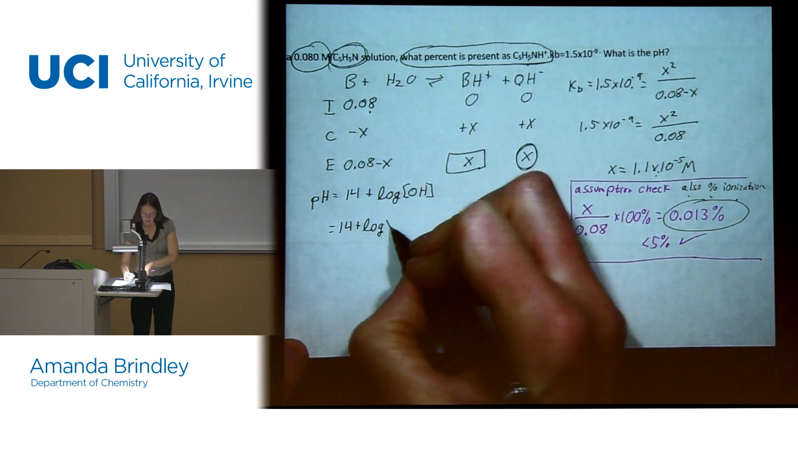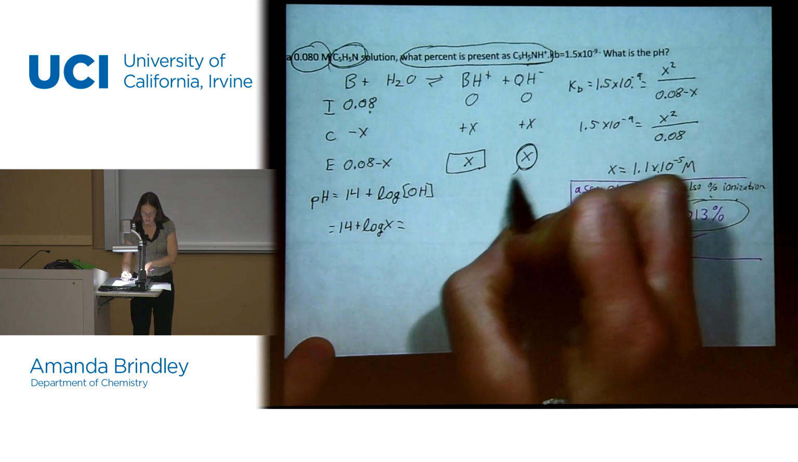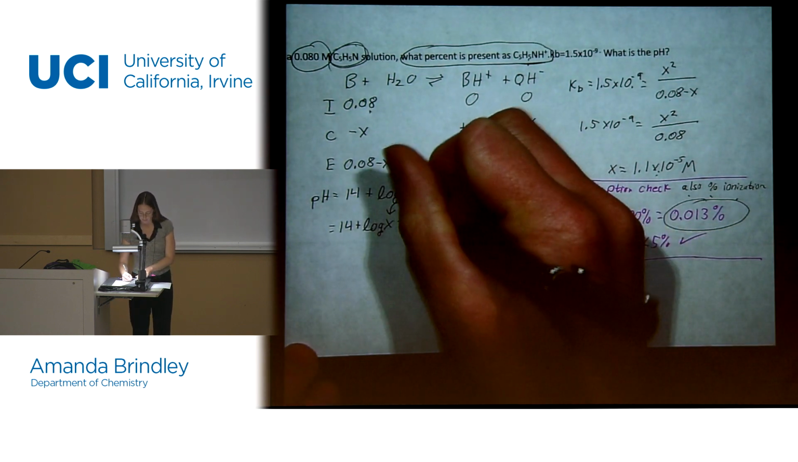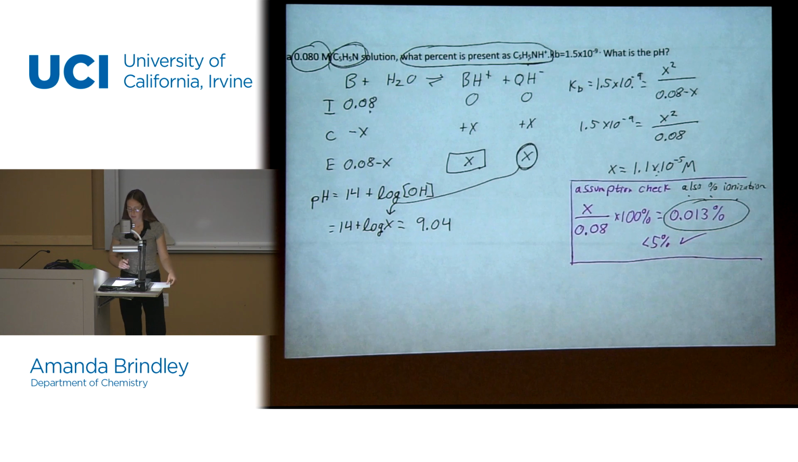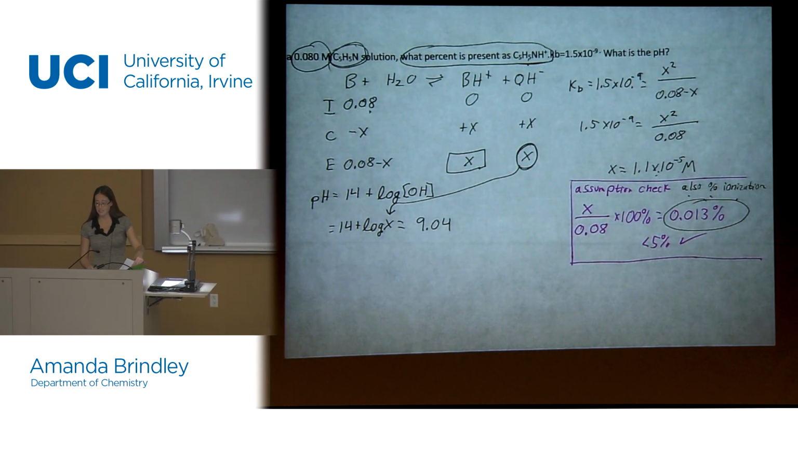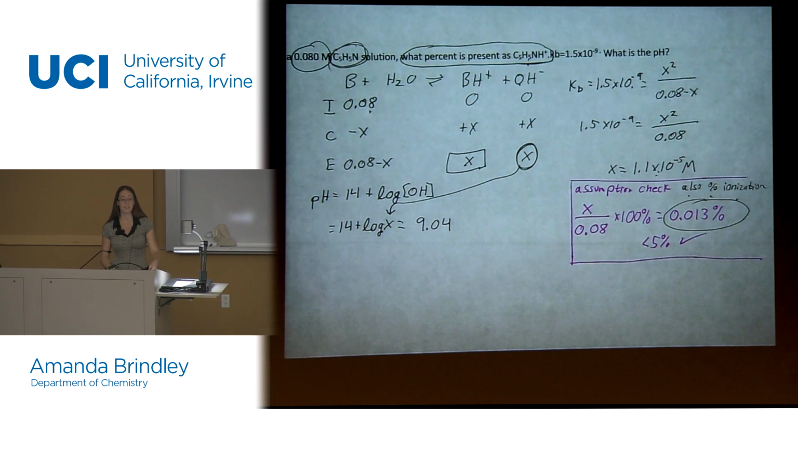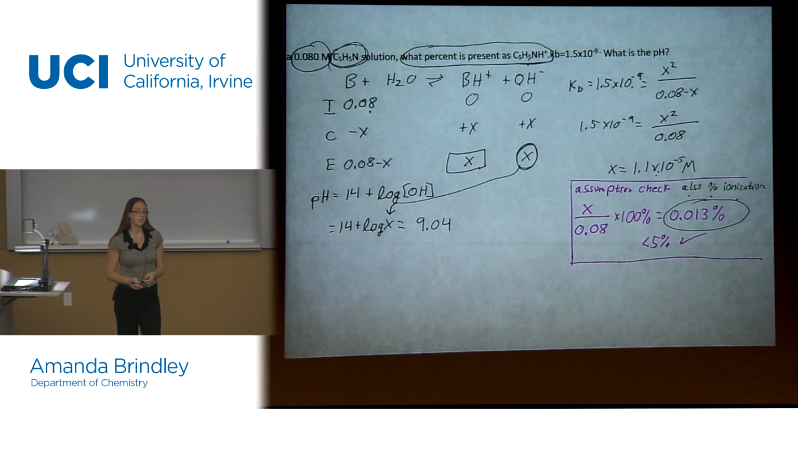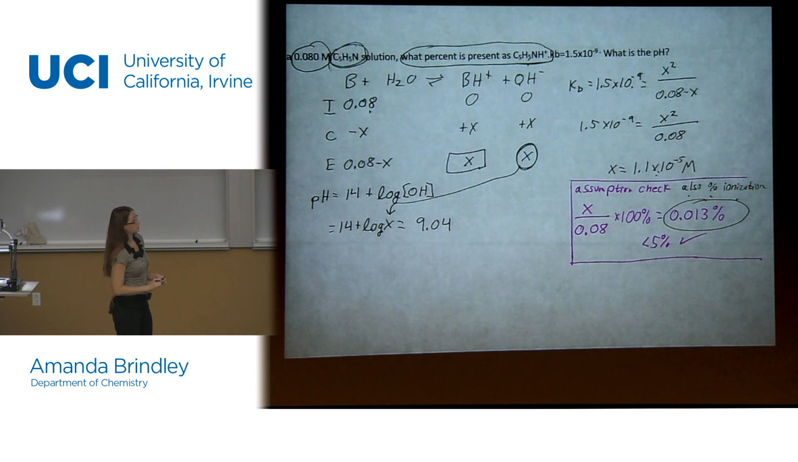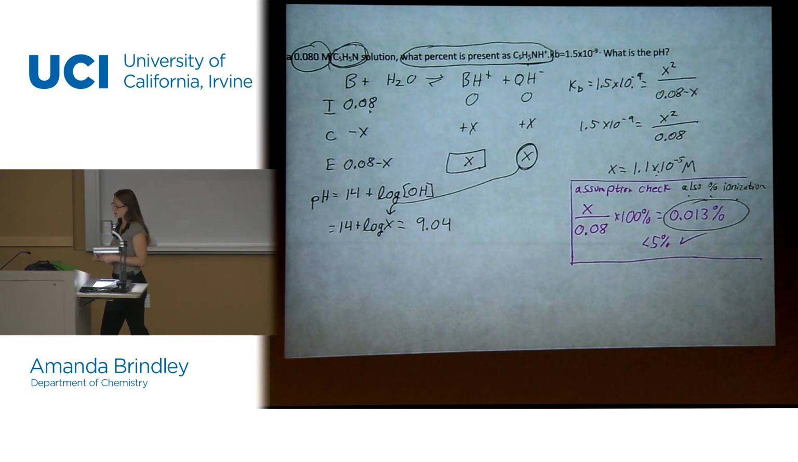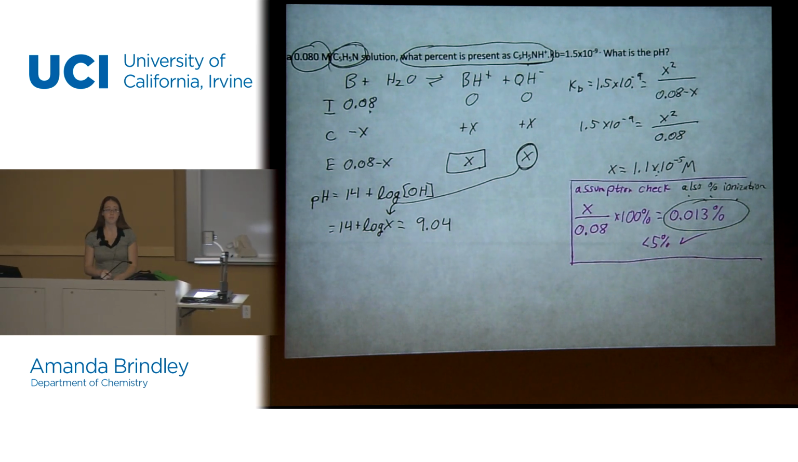I'm going to go ahead and just write log of x here, since we know that log of that is this. If you want to write in the whole number, go for it. And we get 9.04. We need to check and make sure that it makes sense. It's a base. What should our pH be? Greater than 7, and it is. It's not super concentrated. I mean, there's a decent amount of it, but it's not super concentrated. We probably wouldn't be expecting a super high pH, and it's not. So there's a logic to all of this. It makes sense. And that's always good.